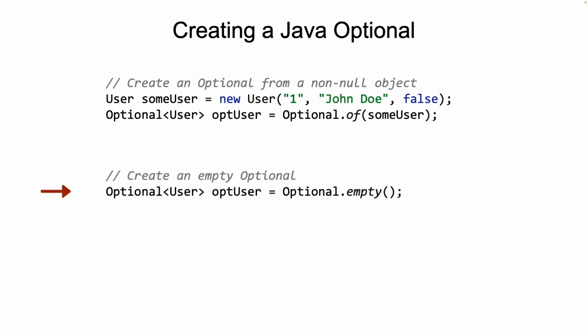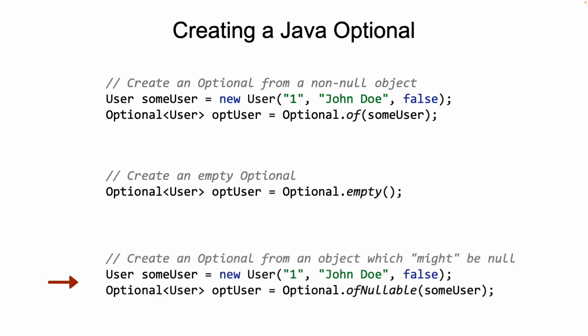But what if we explicitly want to convey that the value returned is null? Remember, when we use Java optional, we don't ever return a null, but we return an empty optional, an optional with an empty value. The example code on the screen shows how to create an empty optional by simply calling the static optional.empty method.